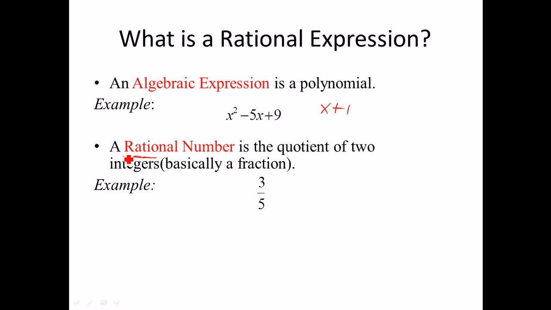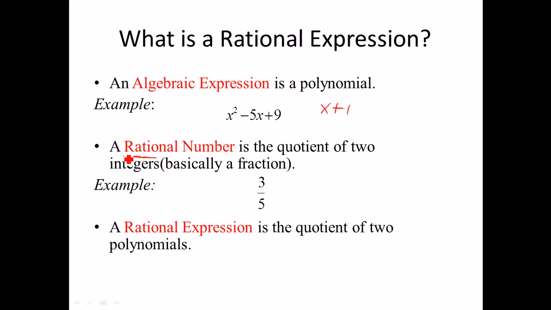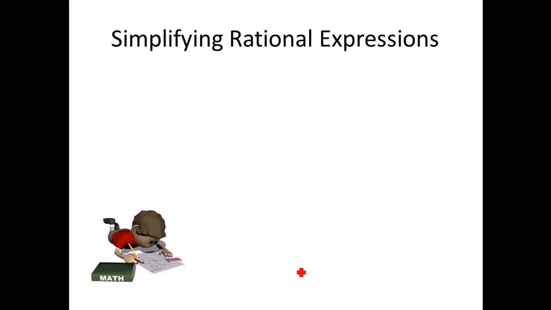So since you know what an algebraic expression is and a rational number, a rational expression is just a fraction with polynomials in it, or the quotient between two polynomials. That's all it is. So since we covered that, it looks something like that. You have a polynomial in the numerator and a polynomial in the denominator. If we keep going, what we're going to be doing with these rational expressions is simplifying them.